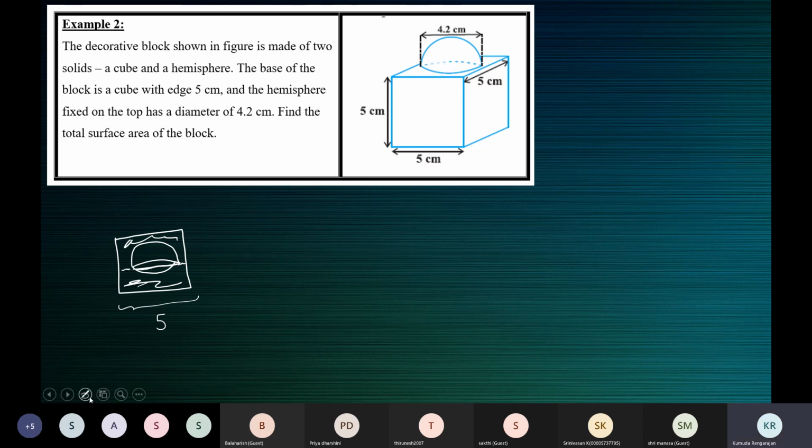In this figure, if I have to show you, see, this full thing is 5 centimeters, but there's only 4.2. So that 0.8, so 0.4 here in the side and 0.4 here in the side. And then all this area.